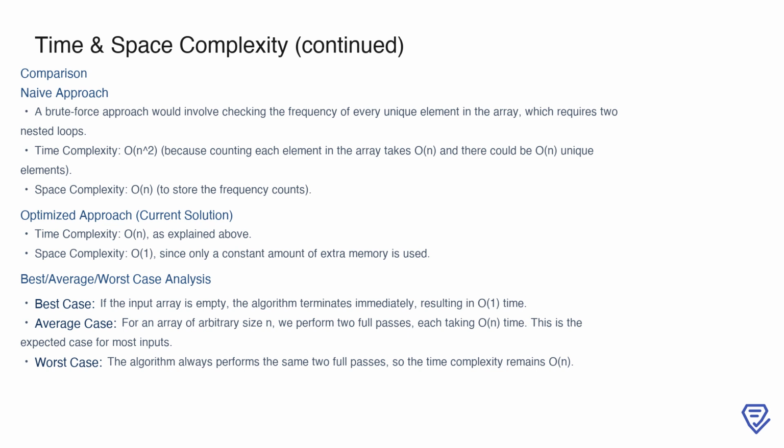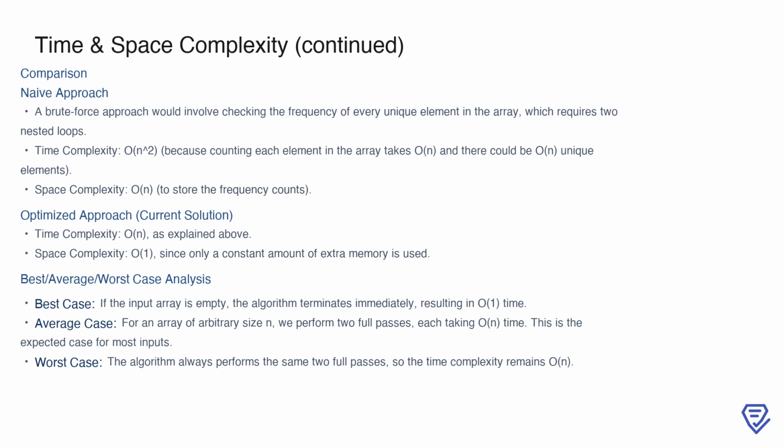In a brute force method, we would calculate the frequency of every unique element in the array. This requires two nested loops, one to iterate through all unique elements and another to count their occurrences. This results in a time complexity of O(n) squared, as counting each element takes O(n), and there can be up to O(n) unique elements. On top of that, storing frequency counts would require additional space, leading to a space complexity of O(n). In contrast, the current solution is much more efficient.